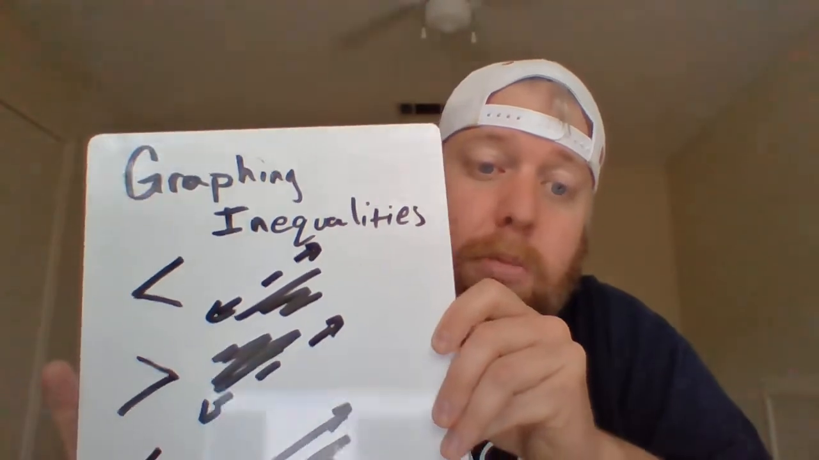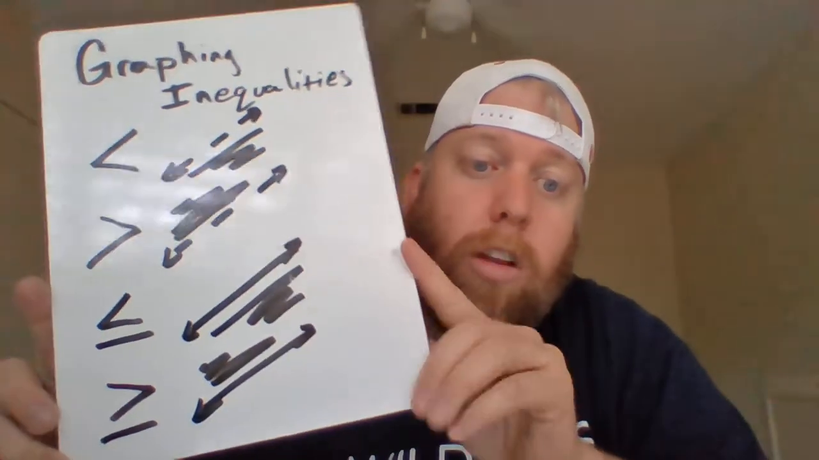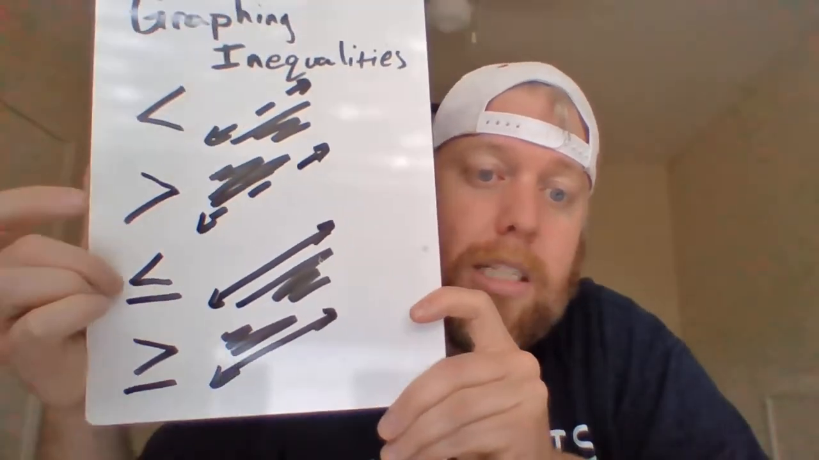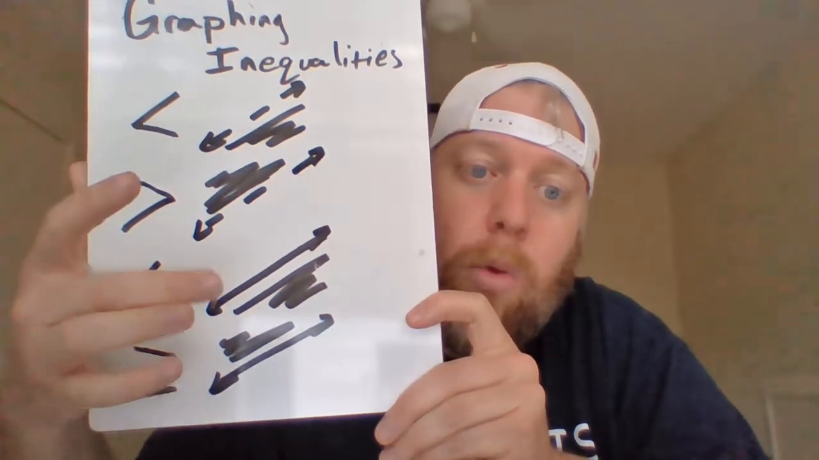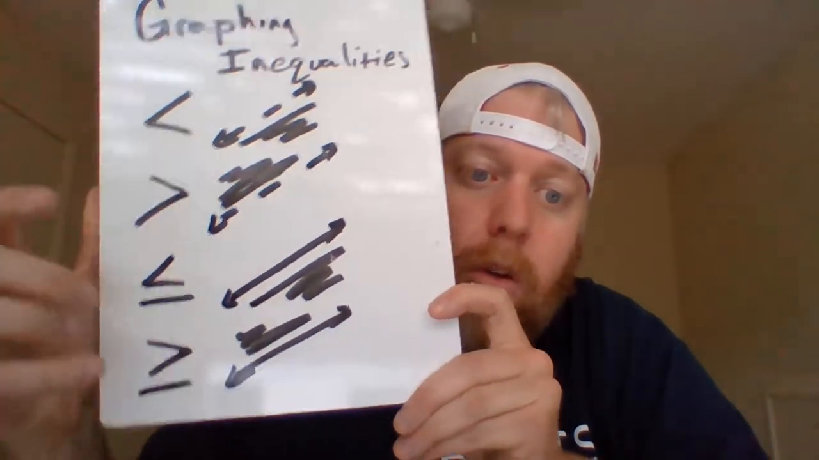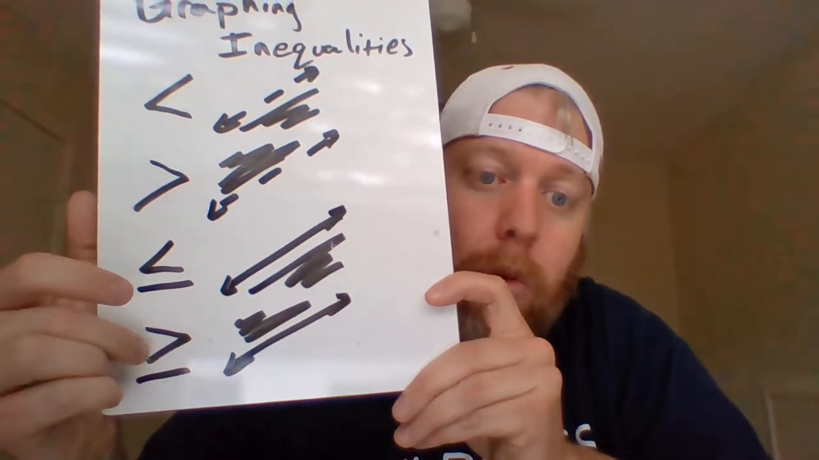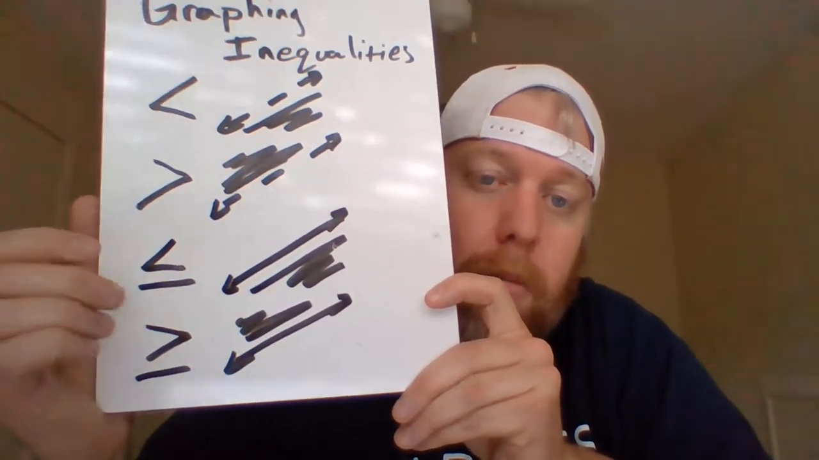Now, that's the big difference between greater than, less than, and greater than or equal to and less than or equal to. So when we have a less than or equal to symbol, we'll have a solid line shaded below, and a greater than or equal to symbol will be a solid line shaded above.